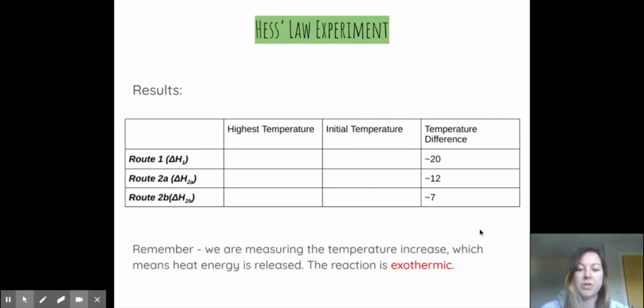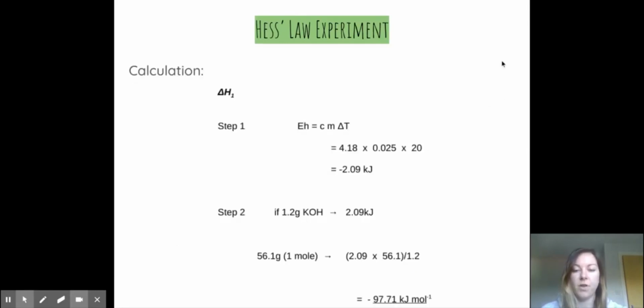So remember, we're measuring the temperature increase, which means heat energy is released, and that tells us that this reaction is exothermic. So for step 1 of the calculation, what we want to determine is what delta H1 is. So what is the enthalpy change for route 1? And how we do that is actually really straightforward. It is going back to our National 5 knowledge of the E = c m delta T equation. So our energy released is calculated by the specific heat capacity of water, which is 4.18, times the mass of the water or liquid, and then times the temperature change.